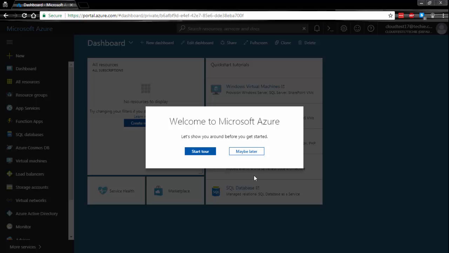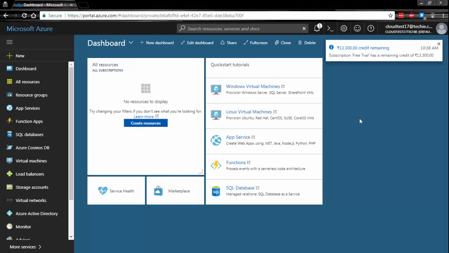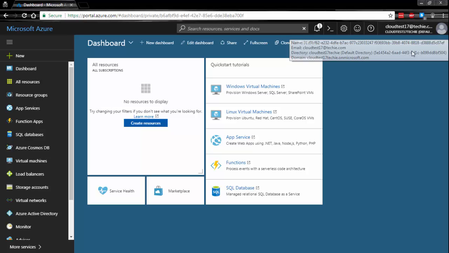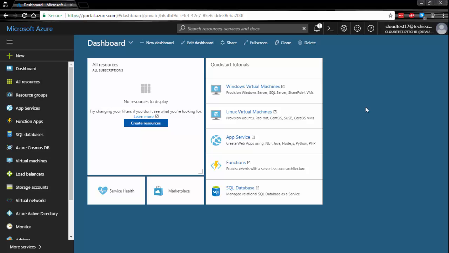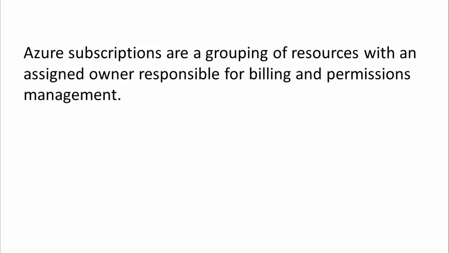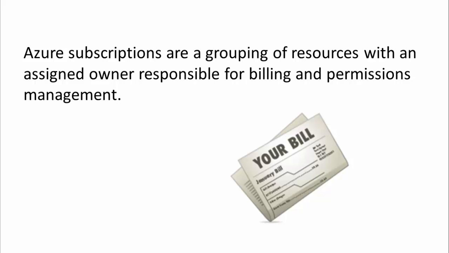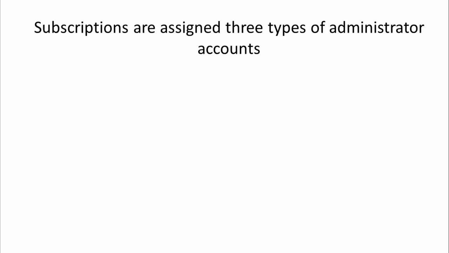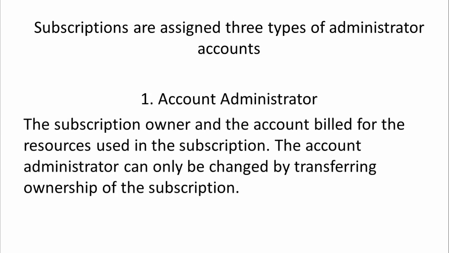So you've now successfully logged into the dashboard after creating your free trial account. Now you can see your subscription amount in the top there. So this is obviously the free trial. Now for accounts and subscriptions. The Azure subscriptions are a grouping of resources with an assigned owner responsible for billing and permissions management. Subscriptions are assigned 3 types of administrator accounts: the account administrator, the subscription owner, and the account billed for the resources used in the subscription. The account administrator can only be changed by transferring ownership of the subscription.